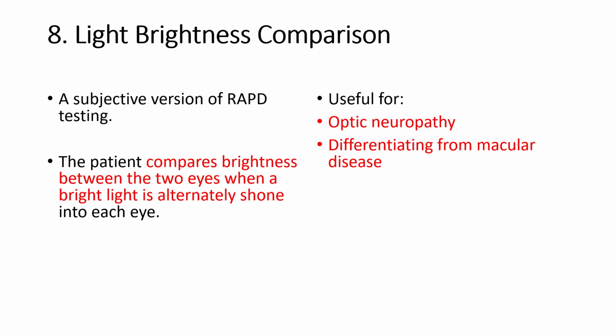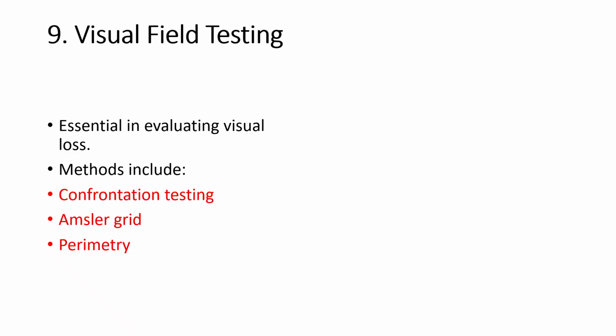Light brightness comparison. It is a subjective version of RAPD testing where the patient compares brightness between the two eyes when a bright light is alternately shown into each eye separately. It is useful for optic neuropathy, differentiating it from macular diseases. Visual field testing. It is essential in evaluating vision loss. The methods are confrontation testing, Amsler grid, and perimetry.